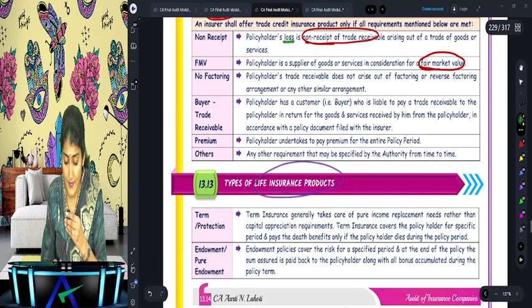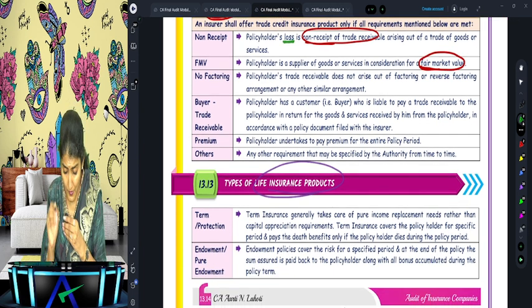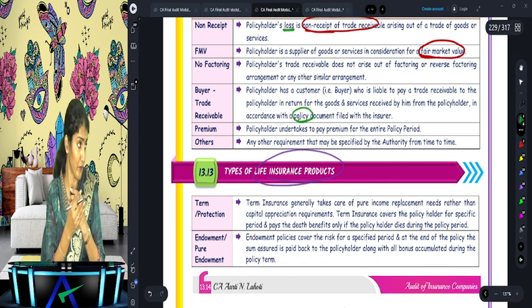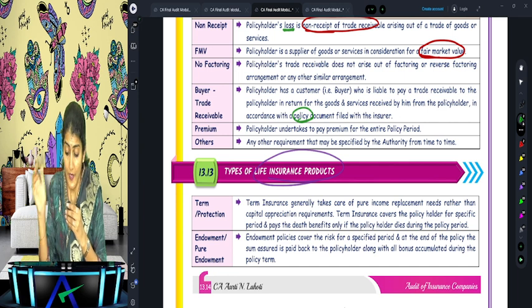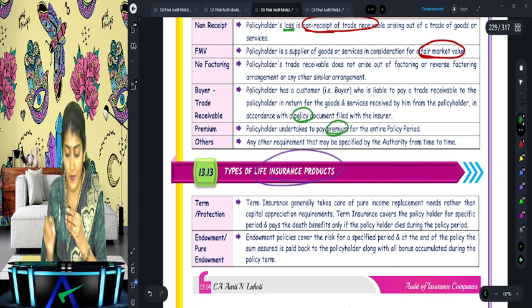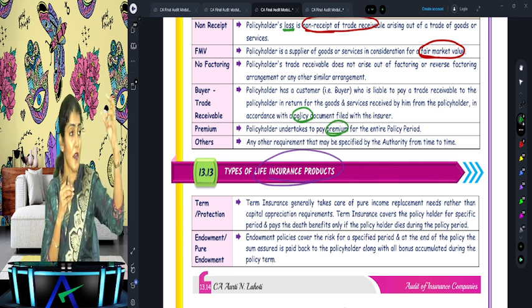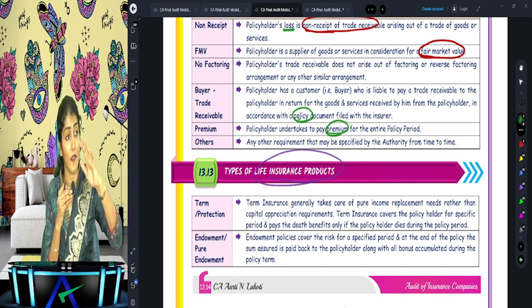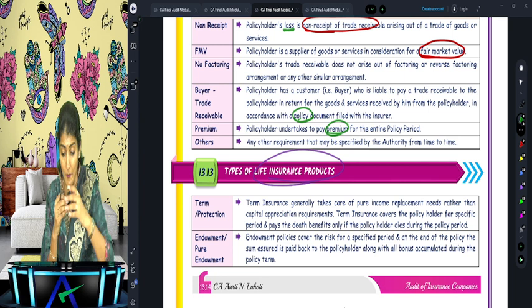Then what? He has taken a trade credit insurance policy, right? The policy holder has a customer, a trade receivable, and he has taken a policy for the same in accordance with the policy document. He's also paid the premium on the policy on time. Then what does it say?